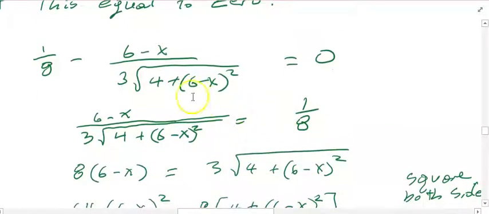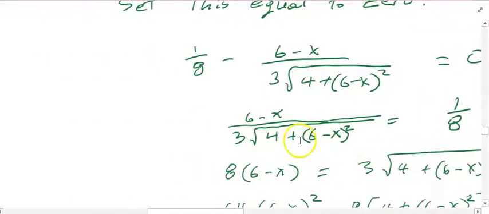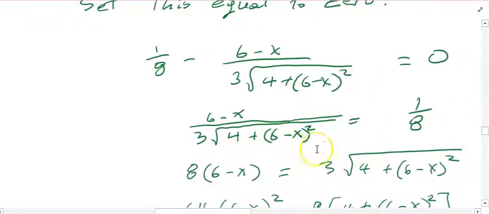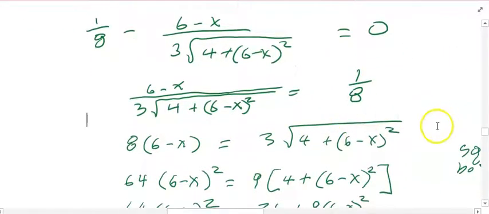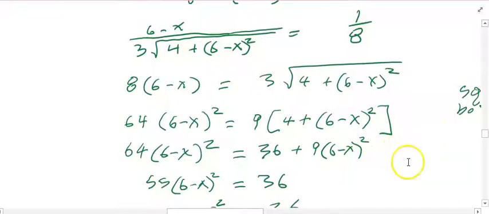Then by multiplying both sides by 8 and then by 3 times the radical of 4 plus (6 minus x) squared, we end up with 8 times (6 minus x), or some people might just say cross multiplying. Whatever method you prefer to call it, we'll end up with the same thing, whether we do it in 2 or 3 steps. 8 times (6 minus x) is equal to 3 times the radical of 4 plus (6 minus x) squared, and continue to solve that, squaring both sides and so on and so forth.